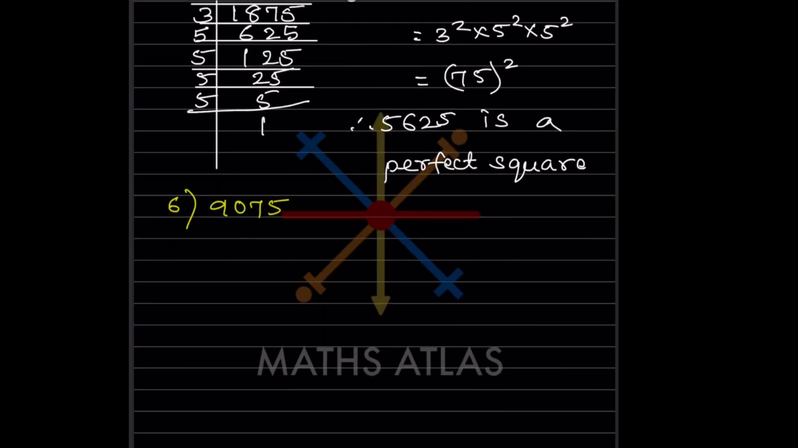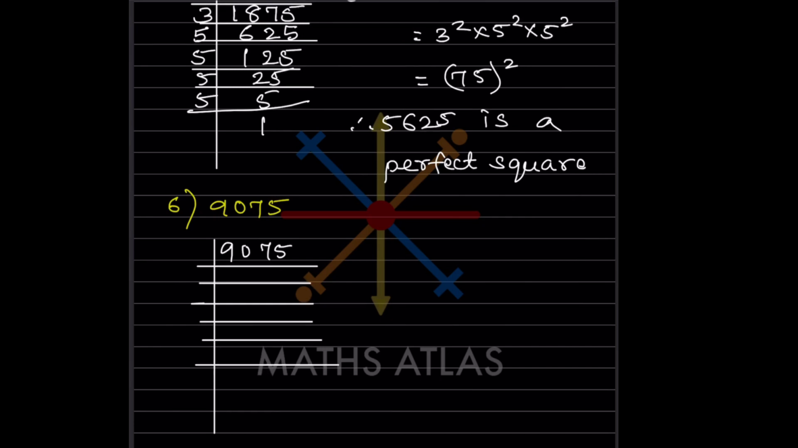Now the next one, 9075. So this is going to be, again this will go with 3. Here will be 0, 2 and 5. But then this will go with 5. Again this will go with 5. This will go with 11. 11 11s are 121 and 11 ones are. So now what will you get here? 9075 is equal to 3 into 5 2 times into 11 2 times.